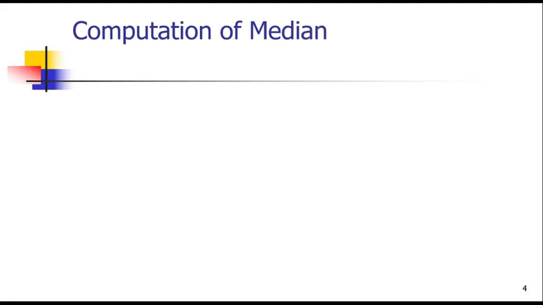Next step, we go forward, we look at the computation of the median. So here we will compute the median of the group frequency distribution. Now let us look at the formula for median. This is the formula for median. It is written as capital M, which is equal to L plus n by 2 minus C by F into H.